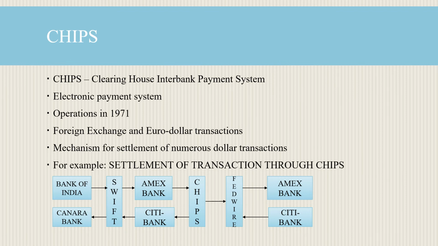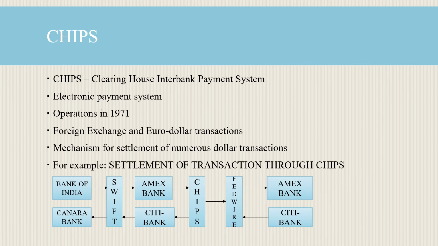This CHIPS is a mechanism. It provides the settlement of payments and receipts of numerous dollar transactions among member banks at New York, that is, for everyday settlement. It is used without the need for physical exchange of checks or funds for each such transaction.